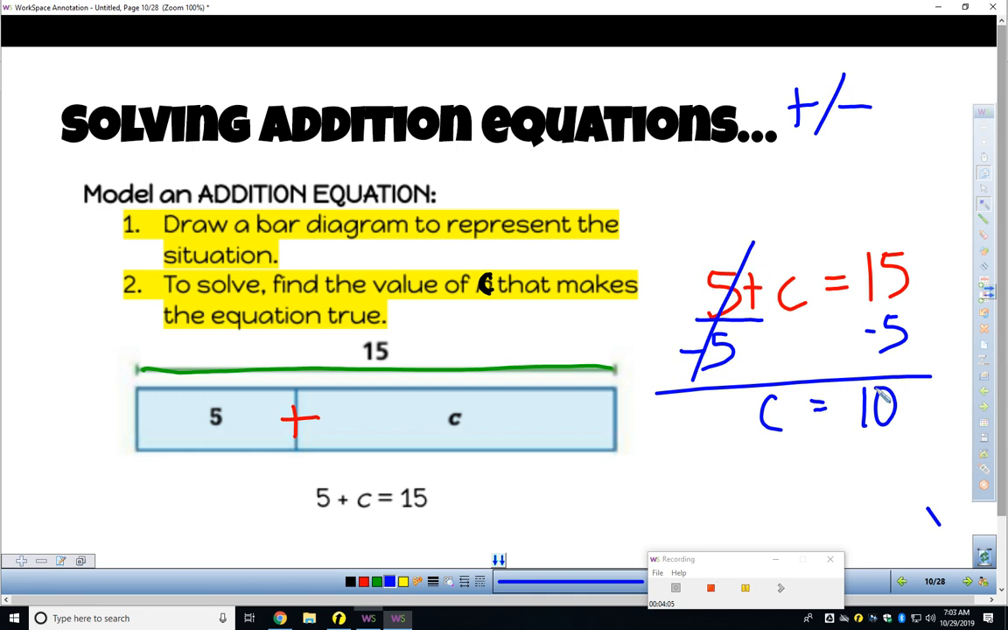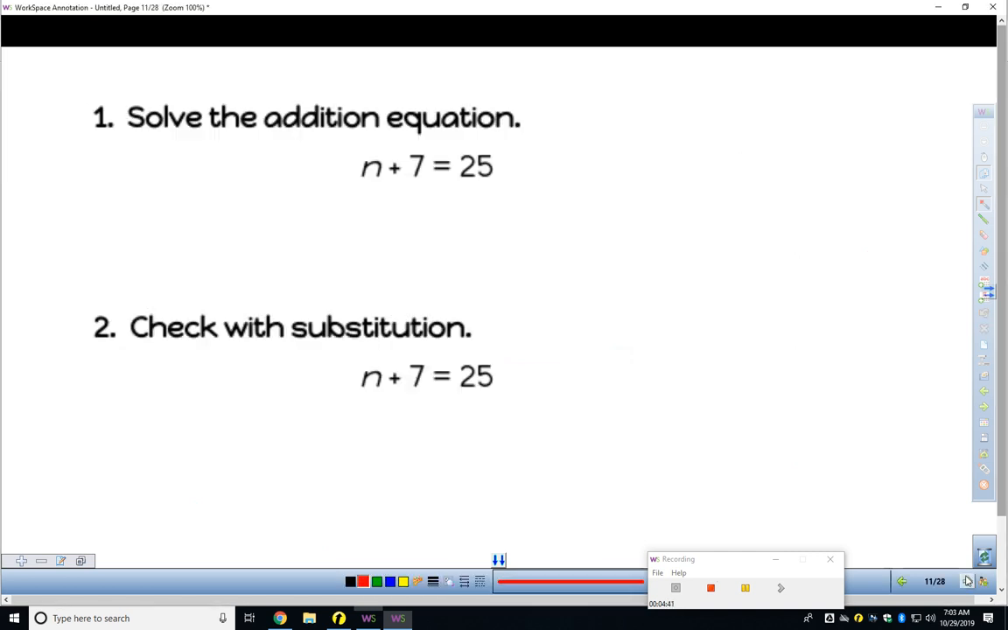Okay? Now, how do you know that that's right, Mr. Heckman? Well, that's a good question. Right? You can use substitution to kind of check this out, right? By substituting in 10 for C, because that's what we think it is. And so if you think 5 plus 10 is equal to 15, then we know that this is a correct answer. If you didn't understand what I just showed you, I want you to pause, and I want you to come and see me. If you are thinking you're on the right track, let's talk about another example.